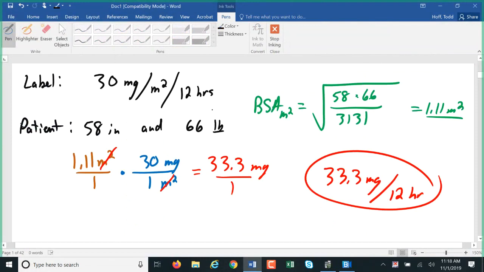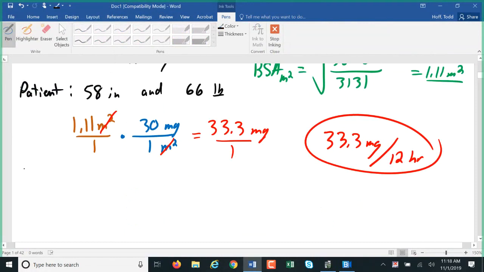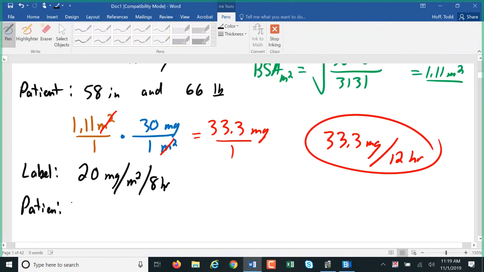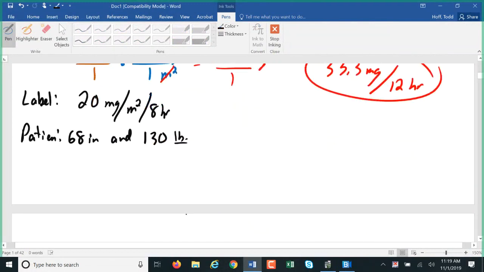So I'm going to have you guys calculate a dosage quick. For this medication, the label recommends 20 milligrams per meter squared for 8 hours. Patient who is 68 inches and 130 pounds. Calculate what that recommended dose would be.